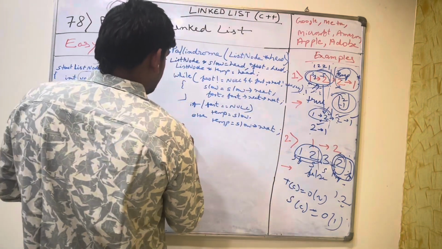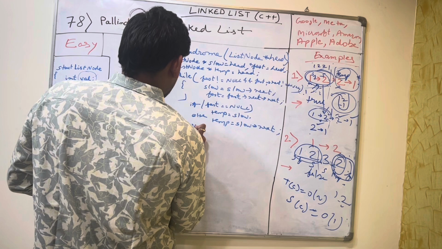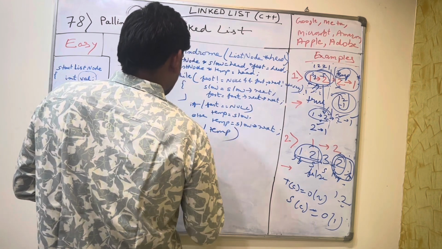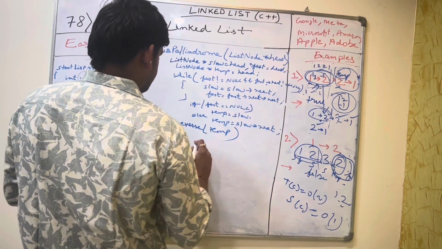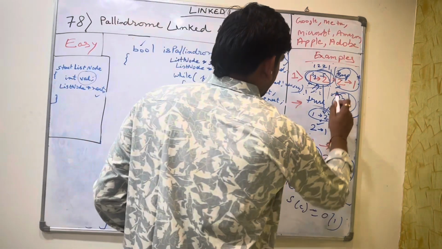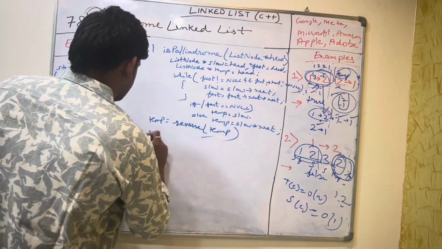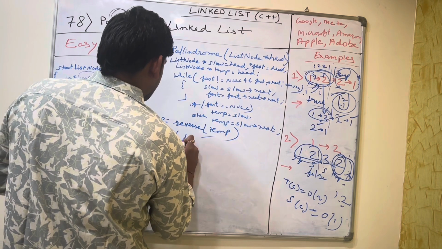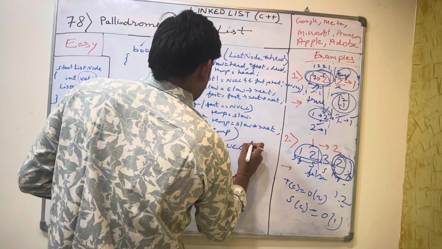Now what we will do, we will call reverse temp. Temp is equal to reverse temp. So here this part would be reversed now. Once this is reversed, we will check while temp not equal to null.